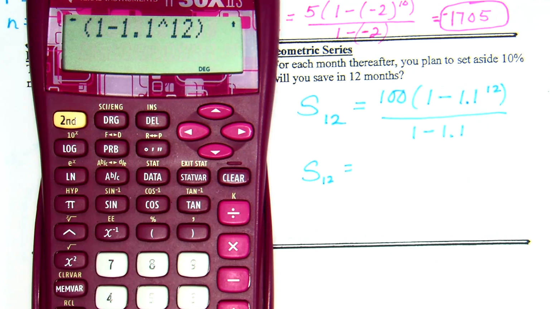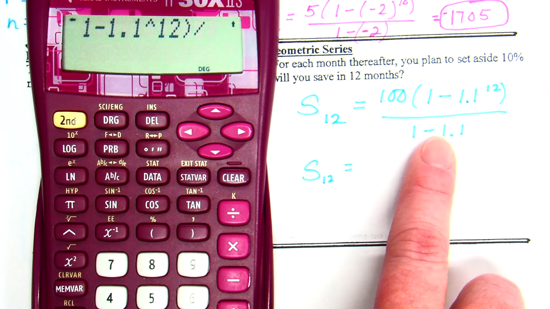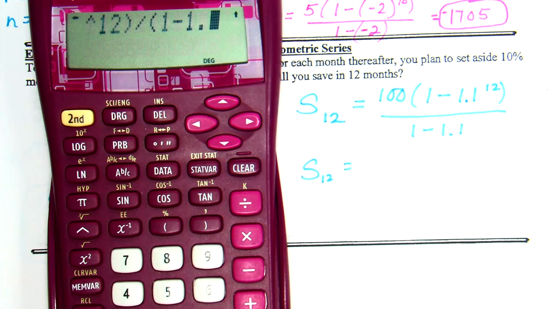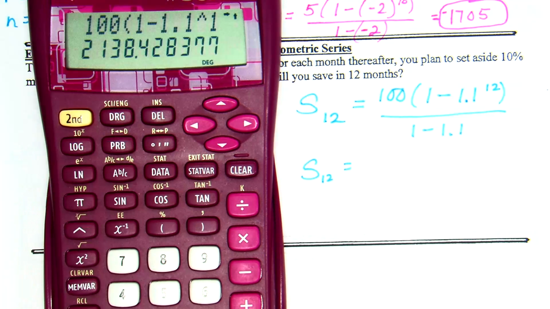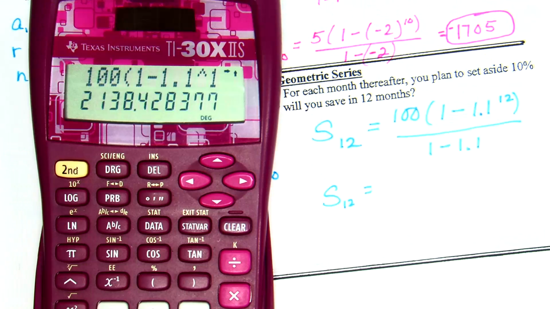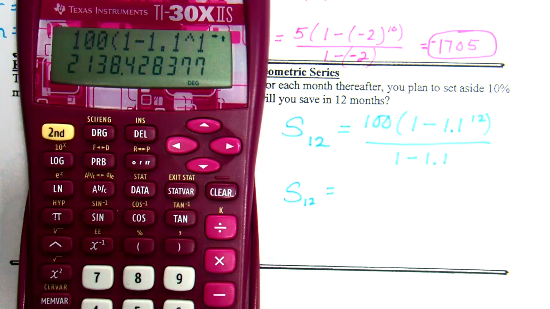Does your final answer match my final answer? Because if your final answer matches my final answer, you did something right with the calculator. I don't know necessarily how you did it, but you did something right with the calculator. Now, how should I express this answer? What is this answer? Money. So how should I express an answer of money? With a dollar sign. With a dollar sign and 2 decimal places. So, $2,138.43.